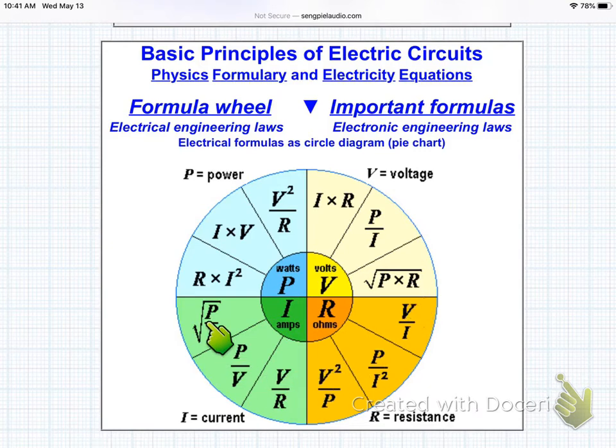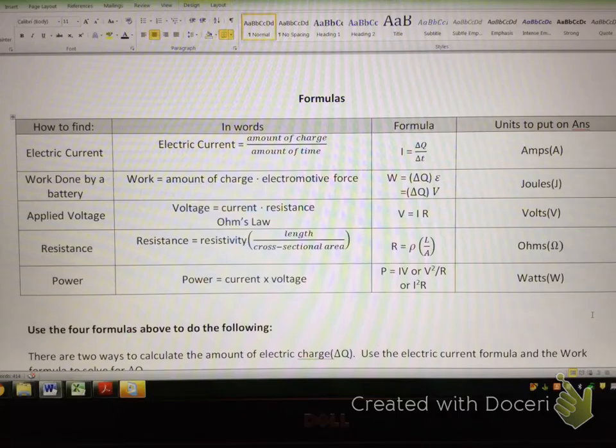The only thing that's not really on this wheel would be the Q. Remember how Q represents a charge, the amount of charge. So if you know charge, this may not be as valuable to you, but we still have that list of formulas that I gave you. That's from your 12.1 worksheet you had to do. And I've added power in here to this list with the three power formulas.